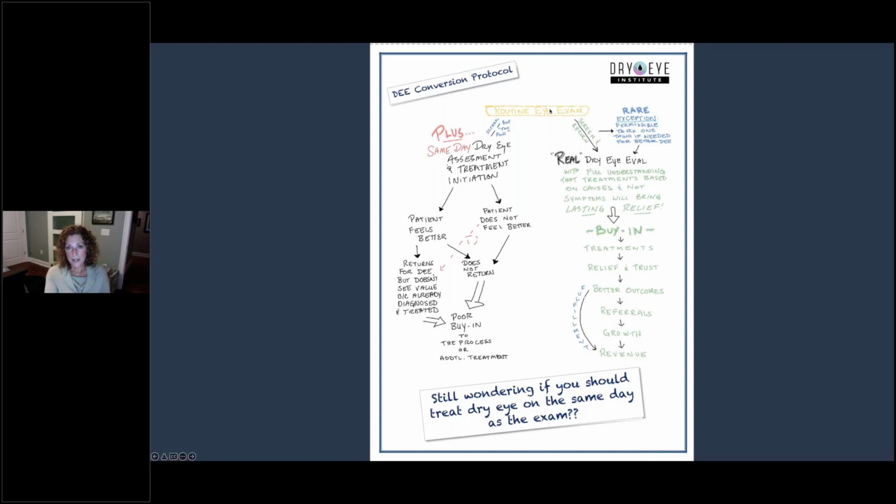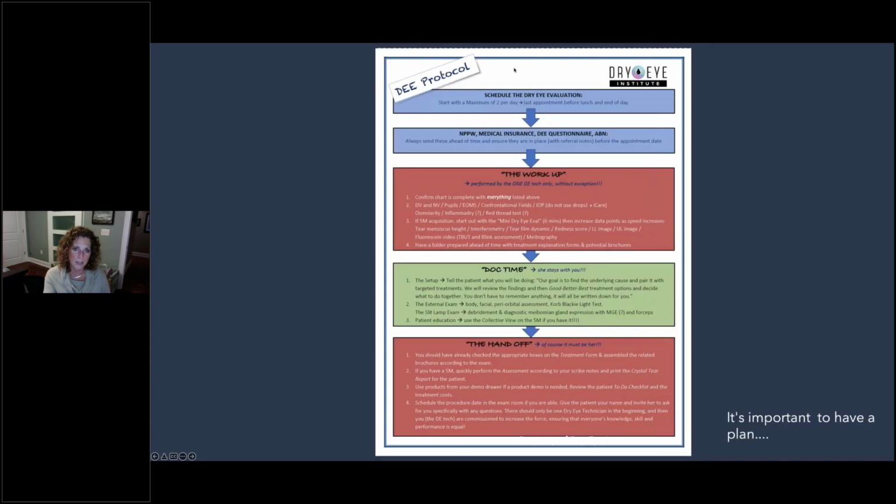Now, the other scenario is you brought them back for a dry eye eval after the screening. And with this, we started from scratch. We looked and we found everything that is contributing to the problem. We explained it to them in a way they understood it. We wrote it all down. And now we've got the buy-in for the treatments. They get the relief. And this is going to lead to everything we always talk about with the outcomes, the referrals, and the growth. So try to resist the temptation to do this on the same day. Definitely bring them back. And then here's my cheat sheet on what we do when they get back. Well, we scheduled them. I only do two per day, and I do them at the last appointment before lunch and the last one before the end of the day, so there's plenty of time.